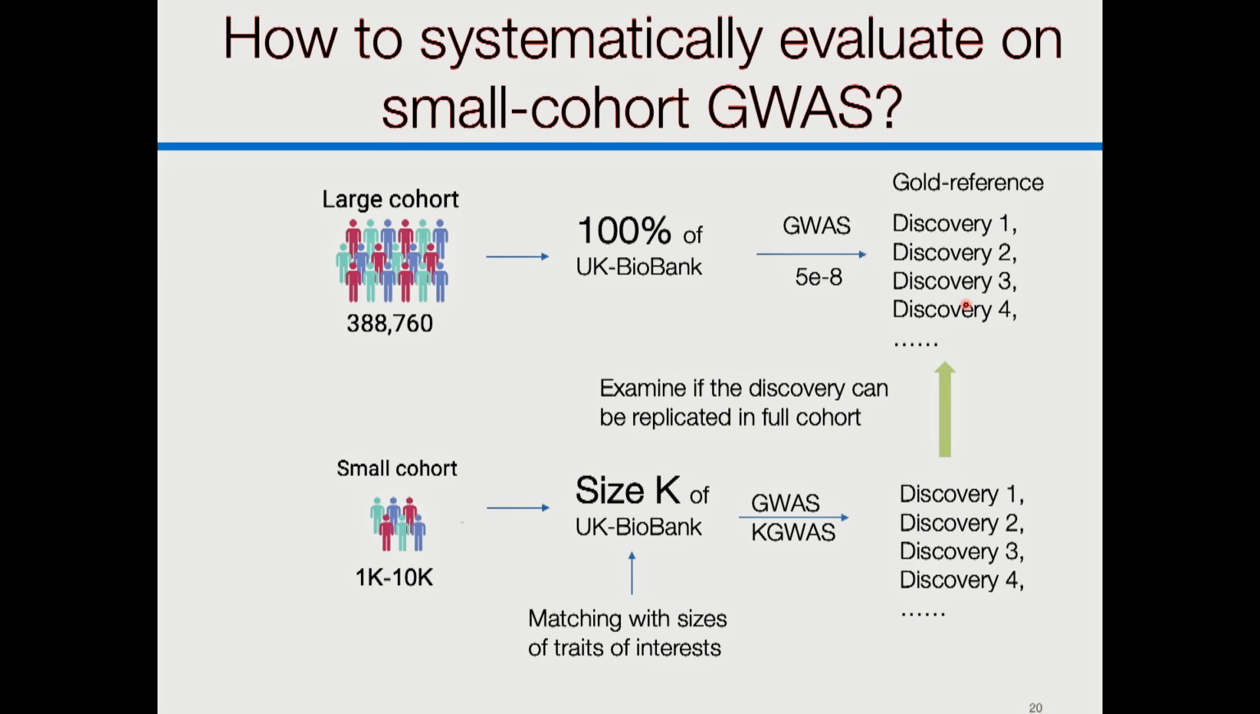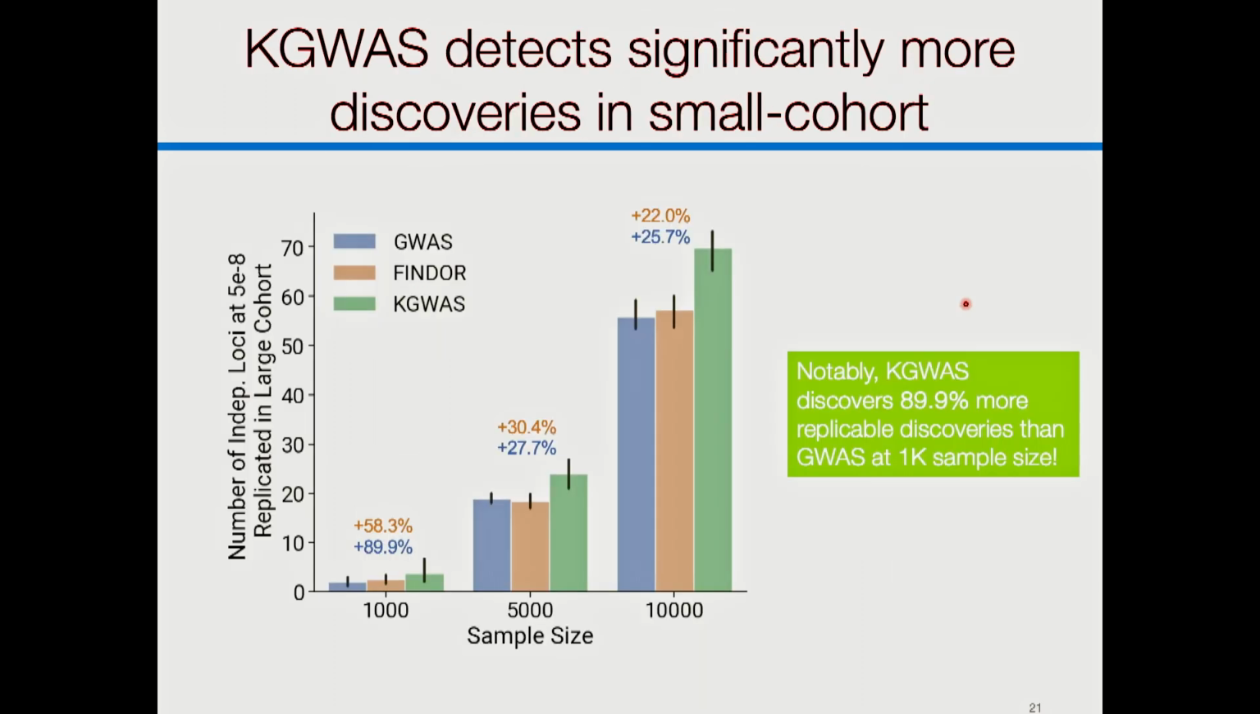And we can do that for any number of traits. We run that across around 20 independent traits, and we see that our KGWAS method discovers up to 90% more replicable discoveries than GWAS at a sample size of 1,000. So this is a significant increase over the base GWAS.